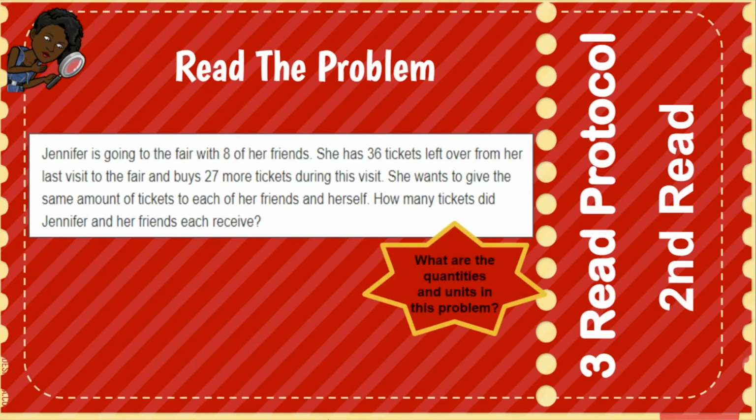Now I want you to think about what the quantities and units are in the problem. Quantities are the numbers and units are what's being counted. Sometimes the quantities and units jump right out at you, and sometimes they don't. In this problem, we see the number 8 represents Jennifer's friends. That stood right out. However, we must not forget that Jennifer represents a quantity of 1 because she is one person. The quantity of 36 represents the leftover tickets, and the quantity 27 represents the tickets bought.